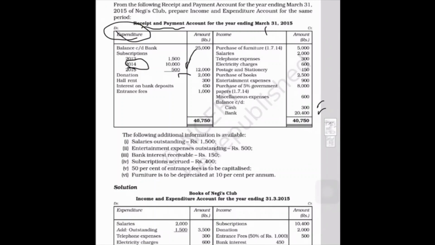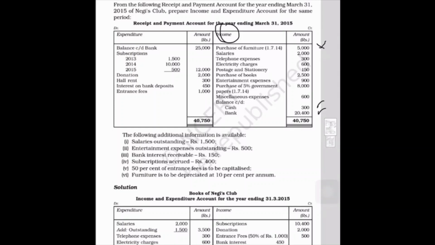And then donation is also coming in the credit side of income and expenditure account. Hall rent is also coming in the credit side. And then interest on bank deposit, it is also a receipt, and entrance fees. All these items will be appearing in the credit side of income and expenditure account. And then the debit side, the payment side. These payment side transactions will be coming in the debit side of income and expenditure account. Here we had already explained, if it is of capital nature, it must be excluded. So purchase of furniture must be excluded because it is of capital nature.